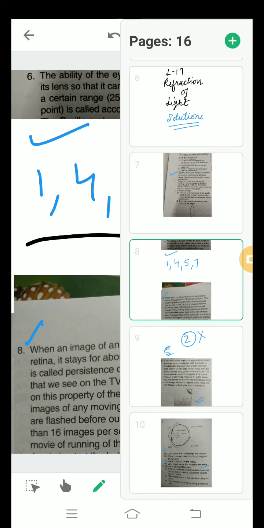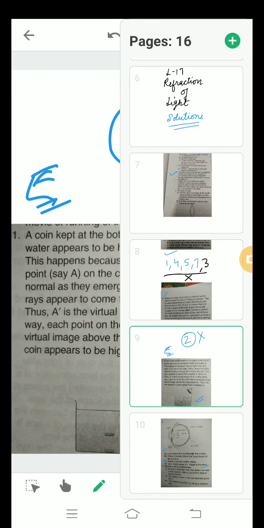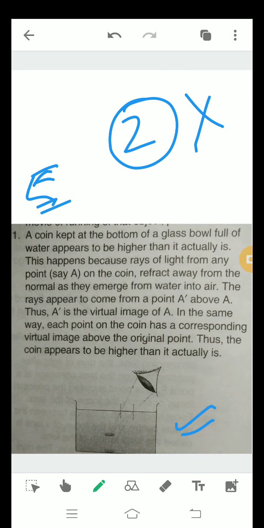Alright. Now come to the E portion. Now in the E portion, you have to delete question number 2. No need to do the second question. So let us start with the first.